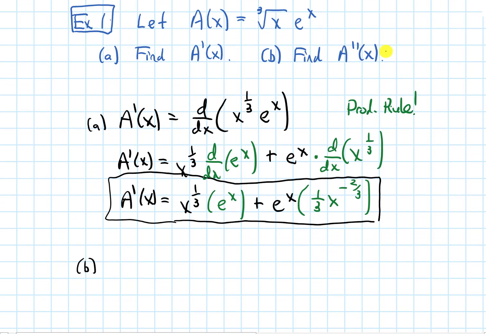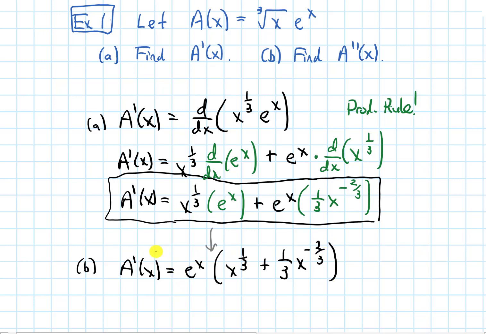Now I need the second derivative. And for the second derivative, it will help a little bit if I simplify now. So I realize there's an e to the x in both of these terms. We can factor that out. So we get a prime of x. Let's factor out that e to the x. That leaves me with x to the 1/3 from the first term. From the second term, it leaves me with plus 1/3 x to the negative 2/3.